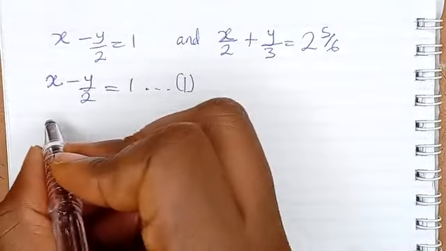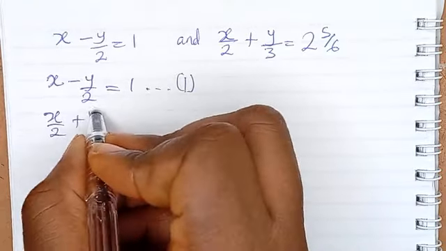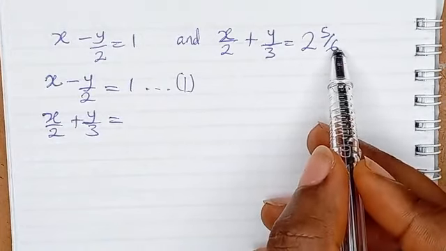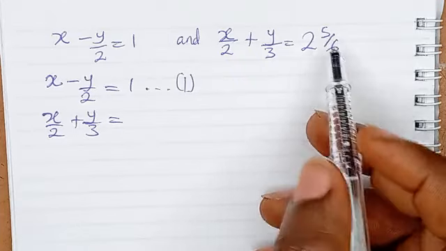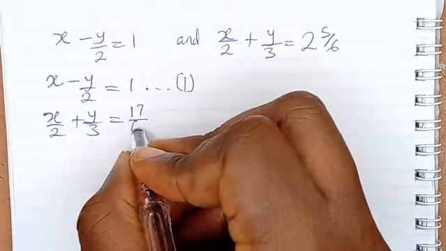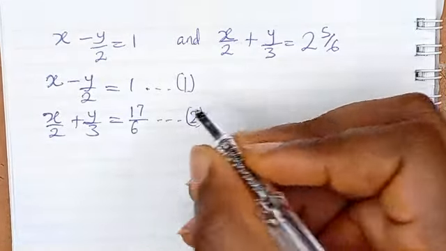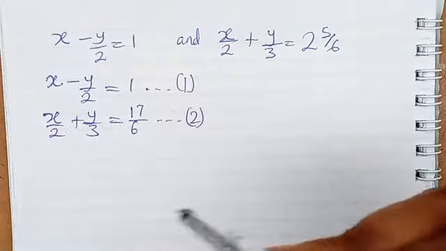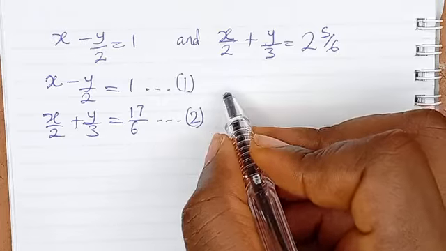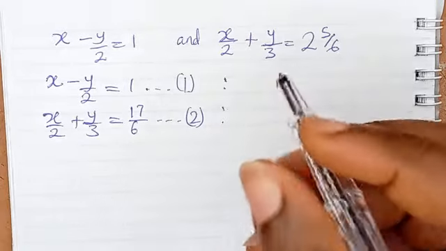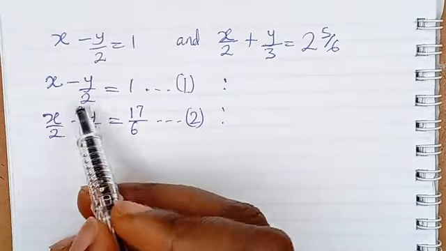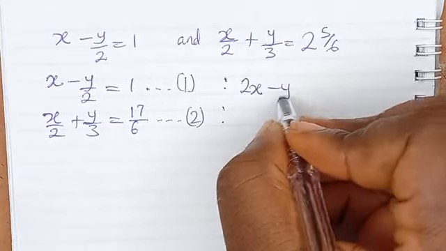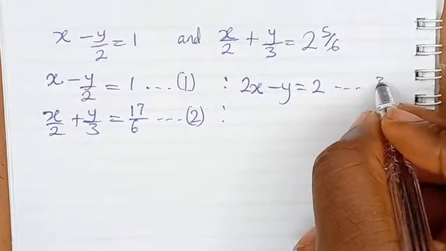And then for the second one, we have x over 2 plus y over 3 is equal to. Now, the improper fraction will become 2 times 6, that is 12, 12 plus 5 is 17, so 17 over 6. So this is equation 2. Now, looking at these two equations, what we have to do is eliminate fractions in each of them. So to eliminate fractions for equation 1, we multiply every term in equation 1 by 2. When we do that, we have 2x minus y is equal to 2. So this becomes equation 3.